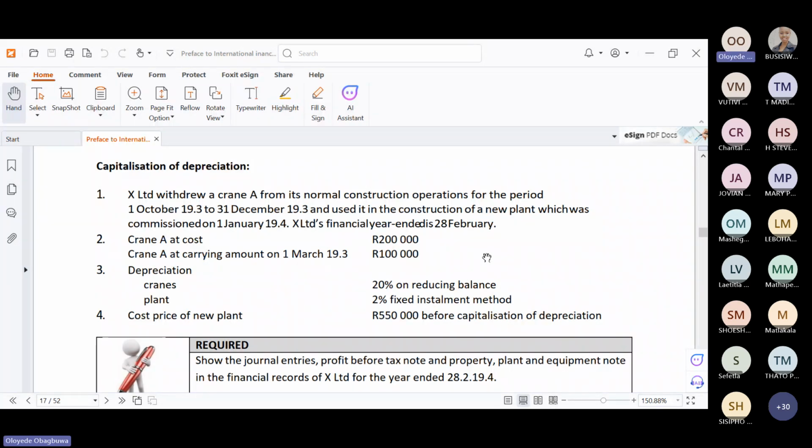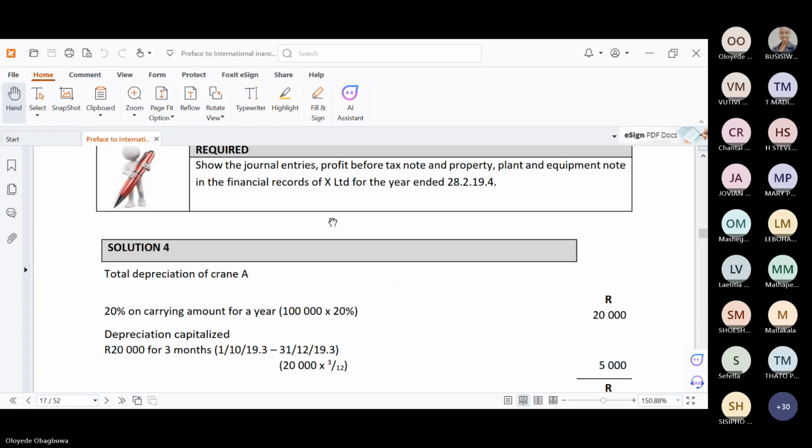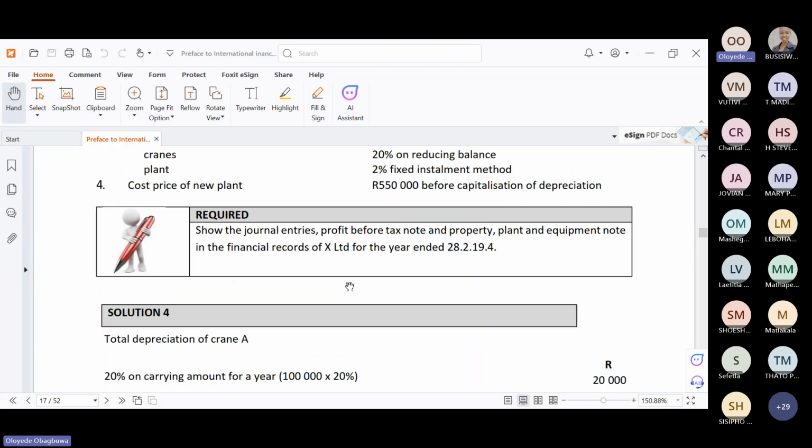So that is where we need to take note. It was withdrawn. It means it couldn't complete that particular financial year at that former site. Right. Okay. Now, let's look at the total depreciation of Crane A. The crane is to be depreciated using, okay, the reducing balance method.